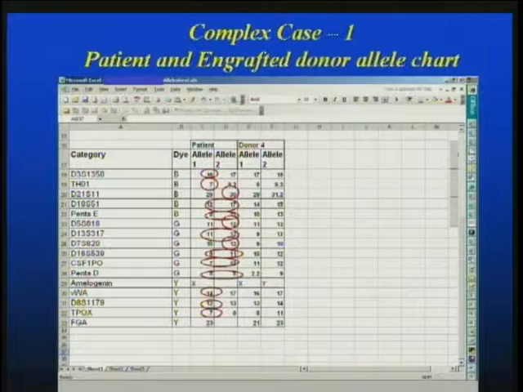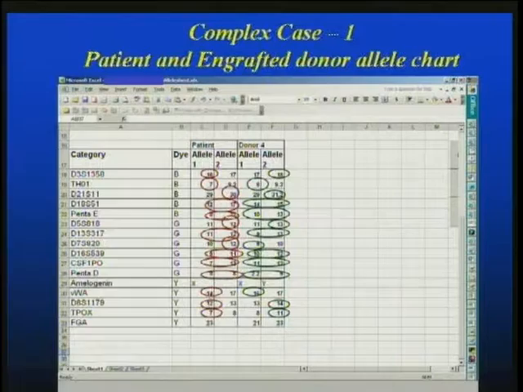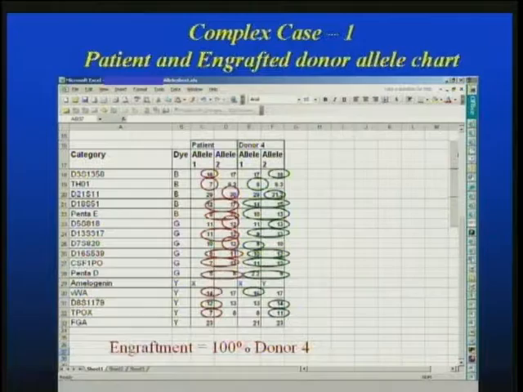Fortunately for us, we were not restricted to this one locus because, as I said, this patient did engraft with just a single donor. So it was a very simple matter to find informative loci here, because it was a single donor, single recipient pair. We're looking at multiple alleles, multiple loci that one could use, and multiple alleles that were informative, allowing us to say that engraftment was essentially 100% with the donor we designated.